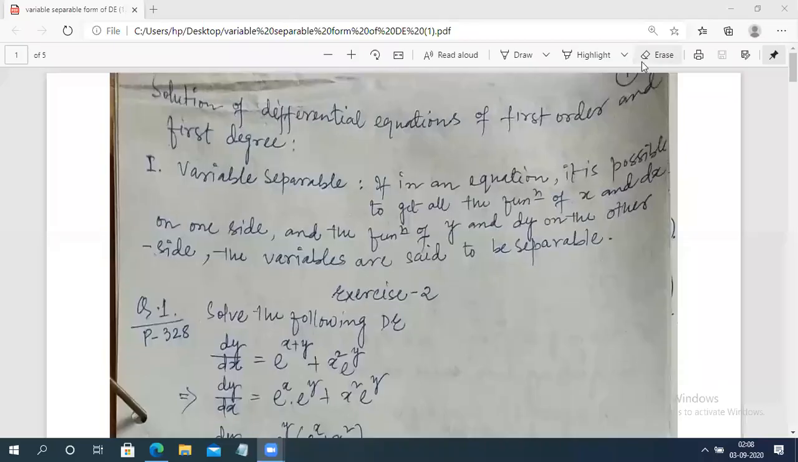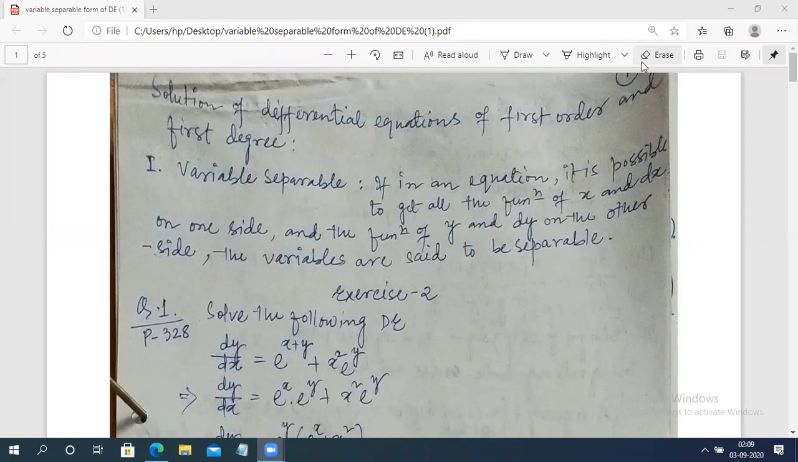Hello students, in today's video I am going to discuss what the variable separable form of a differential equation is and how we solve the questions. So let's get started.